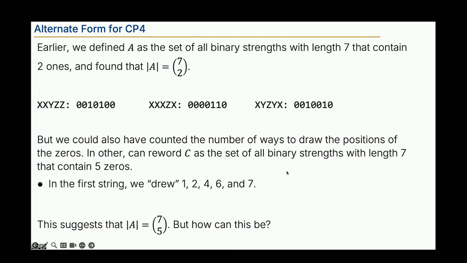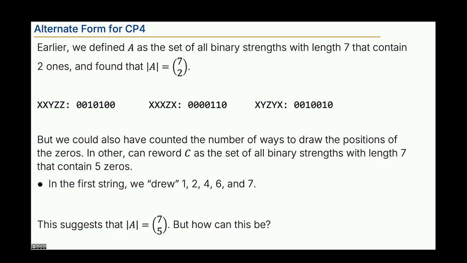We could also say we want to know the set of all binary strings with length 7 that contain 5 zeros, right? So you could think about it the other way. Instead of drawing the position of the separators, I'm drawing the positions of the zeros. So we could imagine we're drawing 1, 2, 4, 6, and 7. Now that's kind of weird because we know that the number of strings is the same. It doesn't matter if we draw the positions of the 1s or the positions of the zeros.